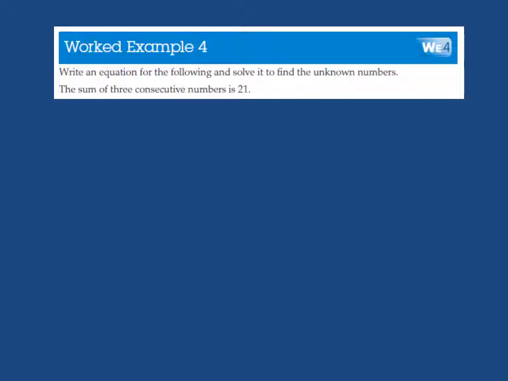All right, one more quick example. Example 4. Write an equation for the following and solve it to find the unknown numbers. The sum of 3 consecutive numbers is 21. Okay, let's call these numbers. The first one I'm going to call x. The next one must be x plus 1. And the next one must be x plus 2. We don't know what x is yet.